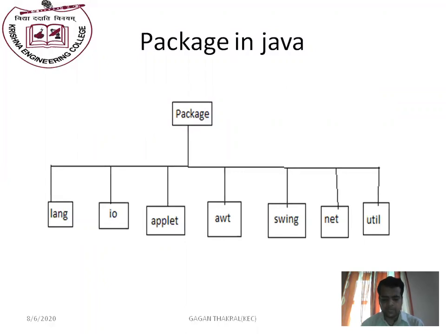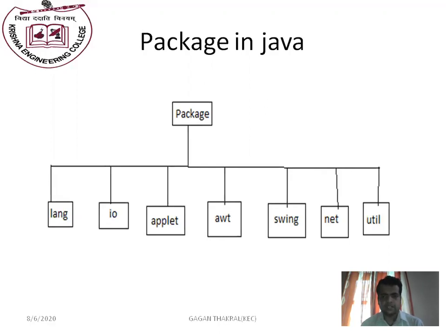Next is the applet package. The applet package contains predefined classes for applet programming. An example is the applet class. AWT, abstract window toolkit, contains predefined classes for graphical interface. Examples are the text class, checkbox class, and button class. And swing is an advanced version of the AWT package, and it also contains predefined classes for graphical interface.